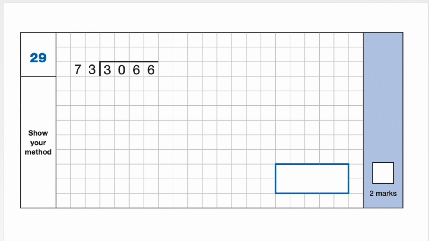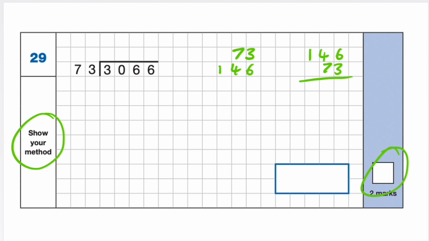Question 29, we've got another show your method. So we're looking for 2 marks, and again we're dividing by a 2-digit number, so it makes sense to start with our multiplications of that 2 digits, and I've got 73, 146. And sometimes it can be quite hard to find the next multiple, so you can just simply do an addition question if you wanted to. 146, add 73, 6 and 3 is 9, 4 and 7 is 11, 1 and 1 is 2, so I'd have 219, and I know the next one is 292, and the next one after that 365. Okay, I'm going to leave it at 5 for now, hopefully we won't need any more.